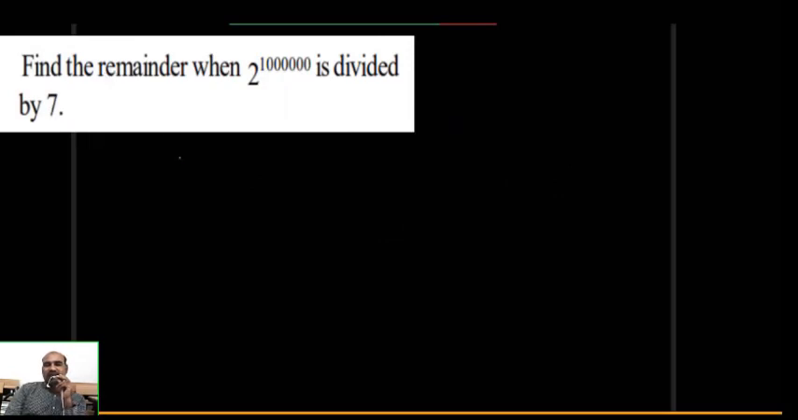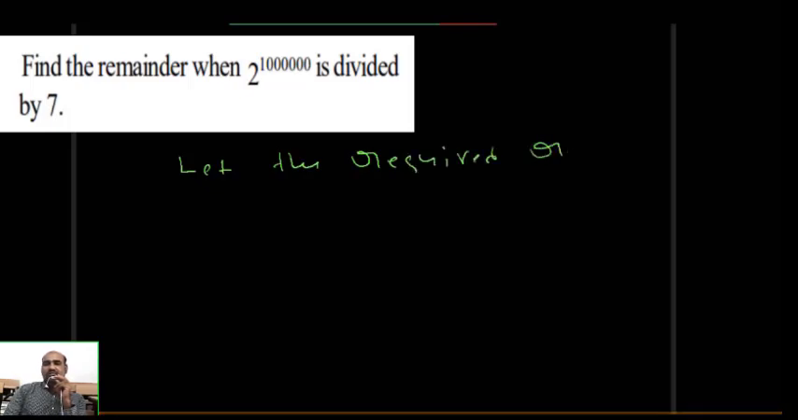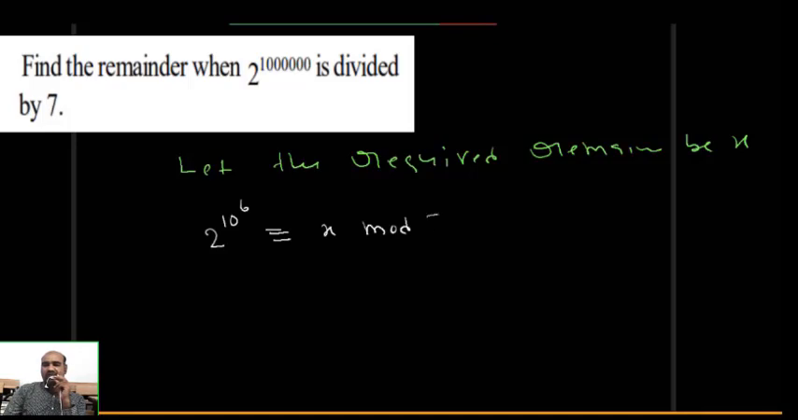Let the required remainder be X. Listen students, how do we solve the problem? 2 power 10 power 6 is congruent to X modulo 7. Such an X value we need to find. This is the problem now. How to solve this problem? That is important now.